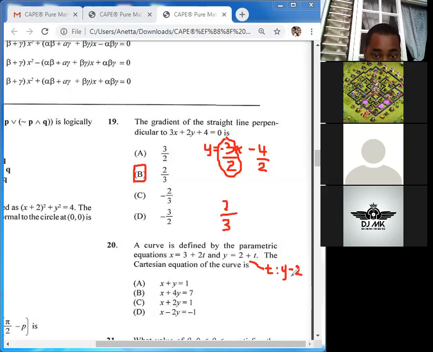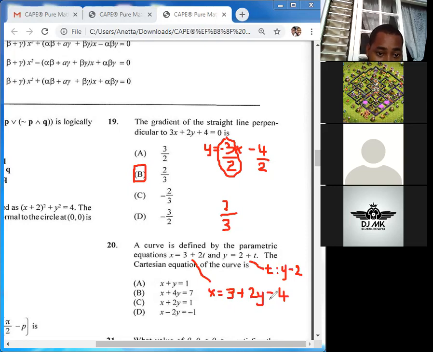Alright? And then I'm going to substitute this t into x. So if I put y minus 2 here where t is, x is going to be equal to 3 plus 2t, but t is y minus 2. It's going to be 2 times y, which is 2y, minus 2 times 2, which is 4. So I just need to simplify all of this. It's going to be 2y, and 3 minus 4 is negative 1. So I'm looking for 2y minus 1.